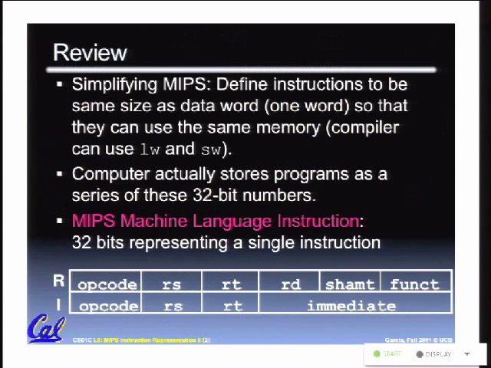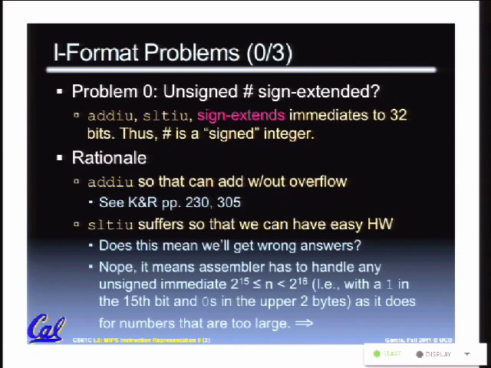The first problem we have to deal with is the I-format instruction problem. So the question is, how do you put a 32-bit number into your program, right? Like, a question back here?